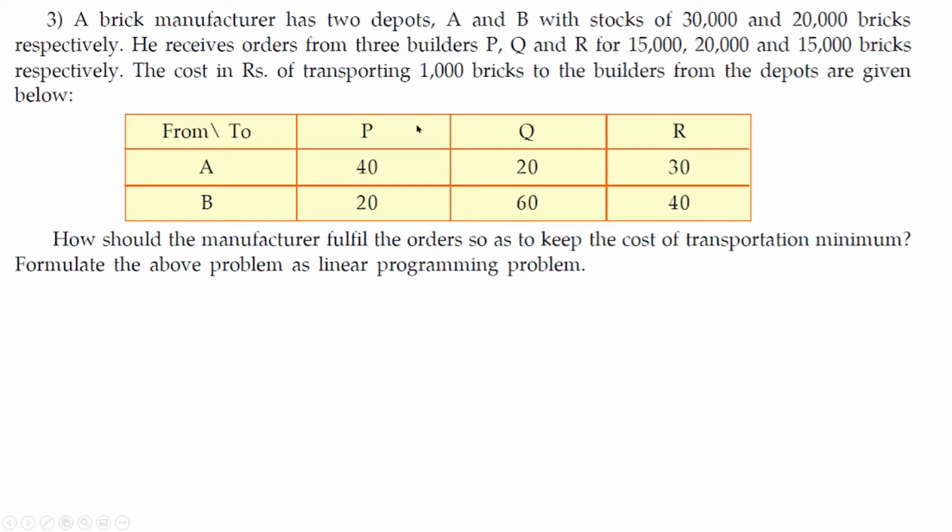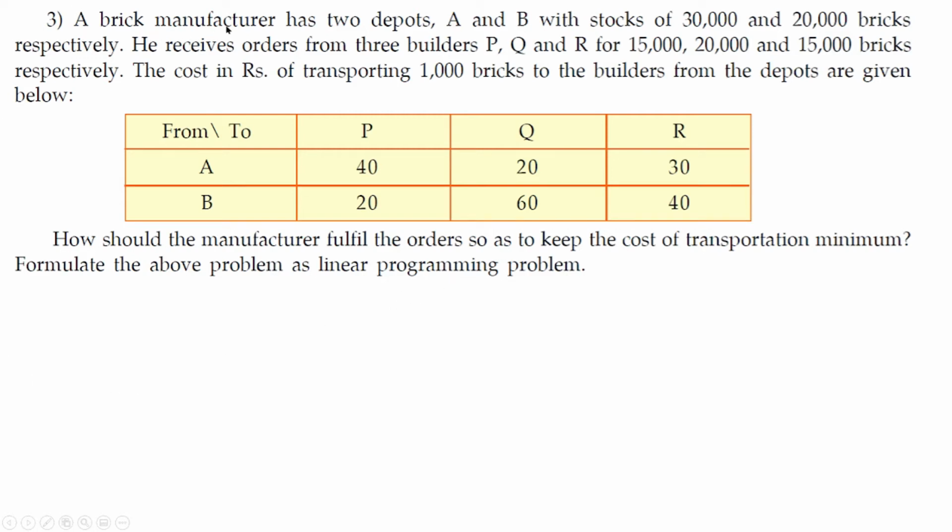So the cost of transporting 1,000 bricks from depot A to builder P is 40 rupees. Then from depot A to builder Q, it is 20 rupees. Next from depot A to builder R is rupees 30. Then from depot B to builder P is 20 rupees. From depot B to builder Q is 60 rupees. And from depot B to builder R, it is 40 rupees. Now we have the question. How should the manufacturer fulfill the orders so as to keep the cost of transportation minimum? Formulate the above problem as a linear programming problem.